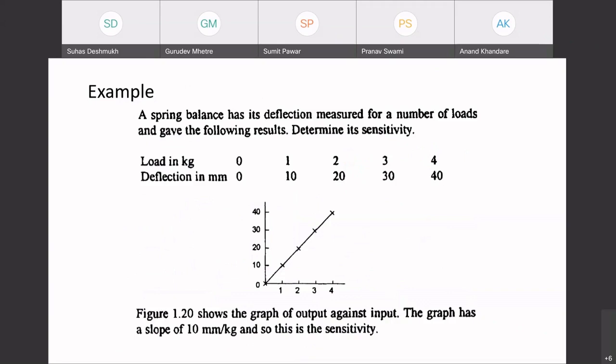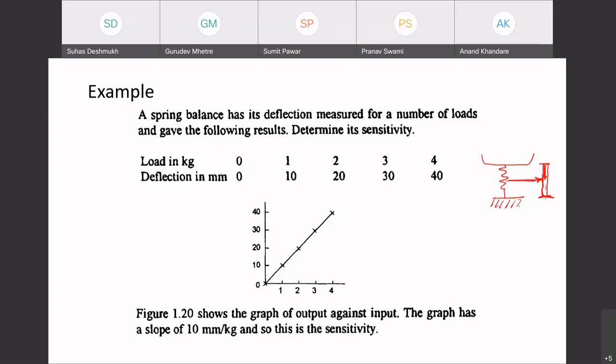So we can have a few examples. Sensitivity of a balance. A circuit is measured for a number of loads and gave the following results. So I did an experiment on this. I have a balance. Okay, it is fixed here, and I want to know the displacement here. I put on some sensor, maybe a rectangular sensor, which is showing me an arrow on a scale. I say this is my scale.